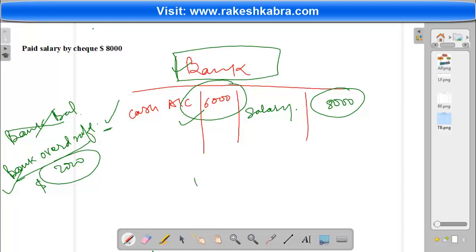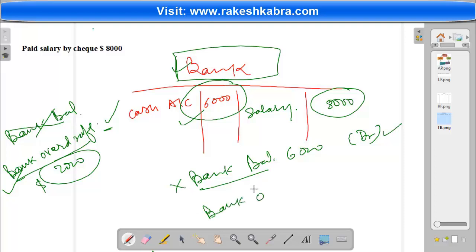Now what is the final conclusion? If in the question it is given that bank balance is 6,000, it means it is a debit balance. If bank balance is written, it means it is a debit balance. But if in place of bank balance it is written bank overdraft, suppose in the question it is written bank overdraft, so it means it is a credit balance.